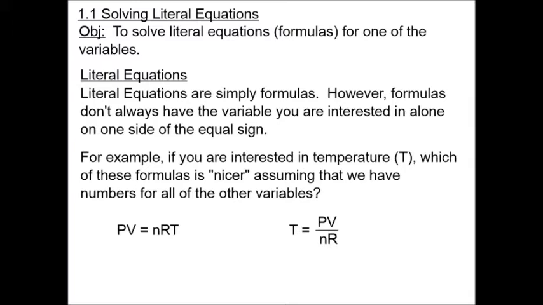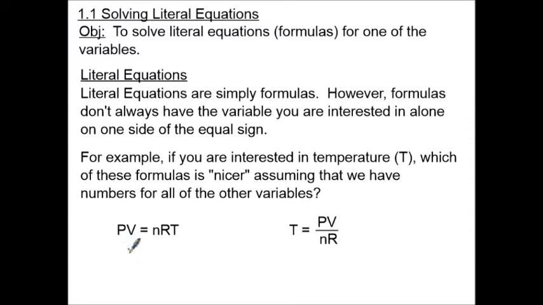However, formulas don't always have the variable you're interested in alone on one side of the equal sign. So for example, if you're interested in the temperature, which is T in the equation I have next, which of these formulas is nicer, assuming that we have numbers for all the other variables? This is PV equals nRT. This is what's called the ideal gas law. You've maybe seen it in chemistry.